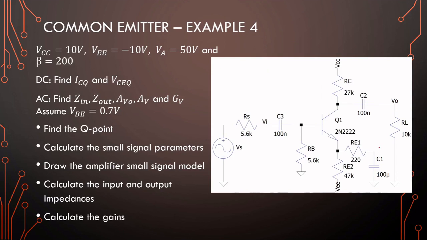Example 4. Example 4 is the parallel combination that I talked about in the beginning of example 3. And here I just applied a negative rail, and you can pause and see if you can draw the small signal model yourself.